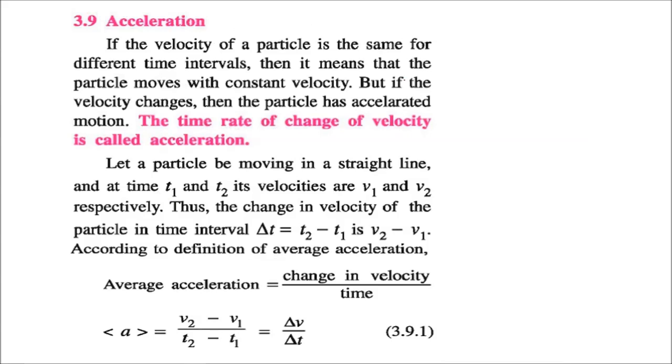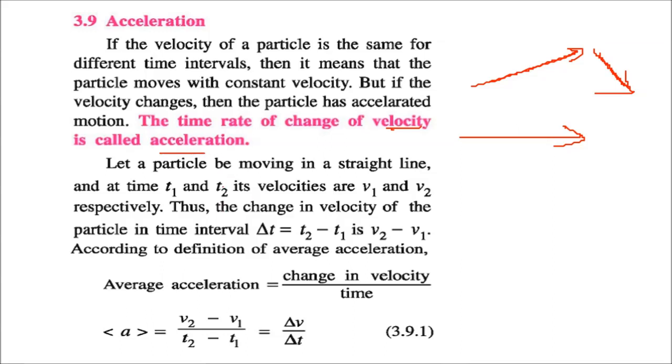Acceleration. You might have used a car or a bike or some vehicle like that. When you increase the accelerator, the speed will increase. When you decrease the accelerator or leave it, the speed will decrease. So this increase and decrease is called acceleration, and this is called deceleration or retardation. If the velocity of a particle is the same for different time intervals, it means that the particle moves with a constant velocity. But when the velocity changes, then the particle is in accelerated motion. So the time rate of change of velocity is called the acceleration.